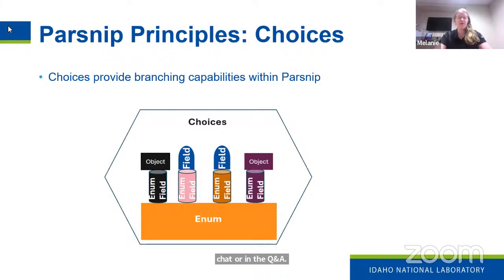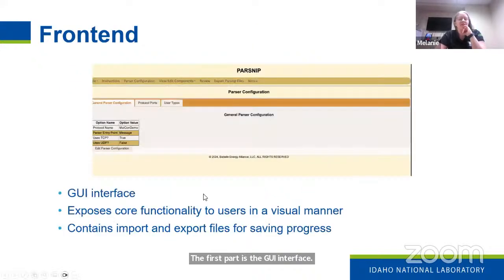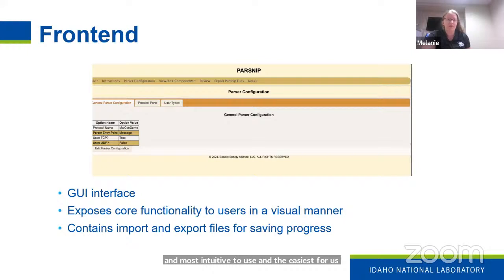So Parsnip's designed in 3 parts. The first part is the GUI interface. The GUI interface is supposed to be the friendly front end. It's going to be the easiest and most intuitive to use and the easiest for us to train, for example, an analyst that wants to learn how to use Parsnip on. The front end exposes the core functionality to users in a visual manner.